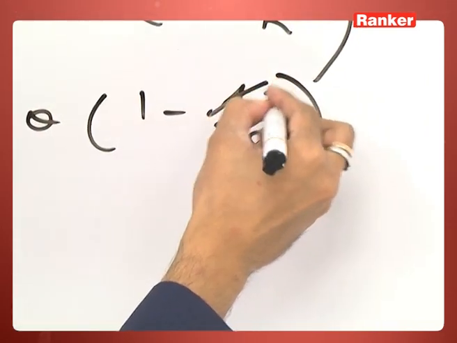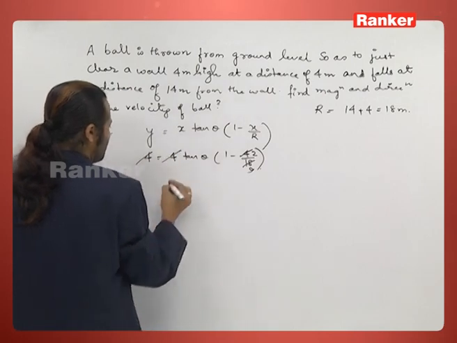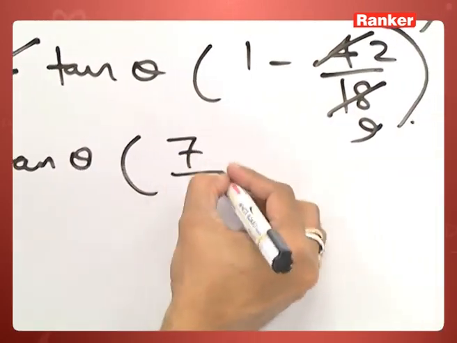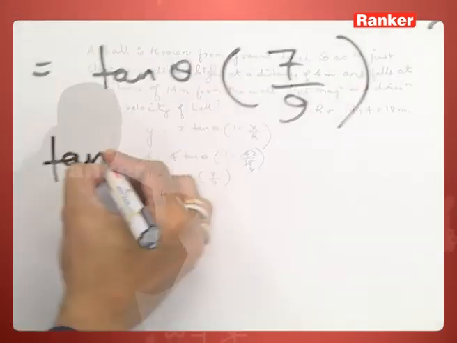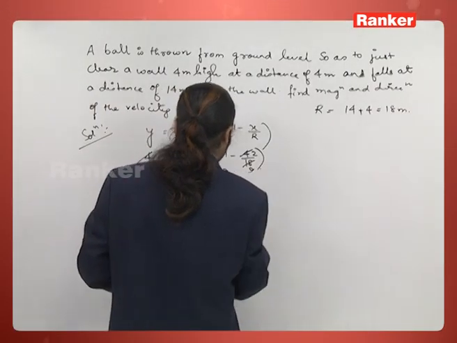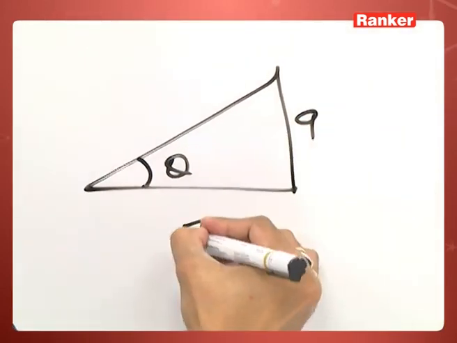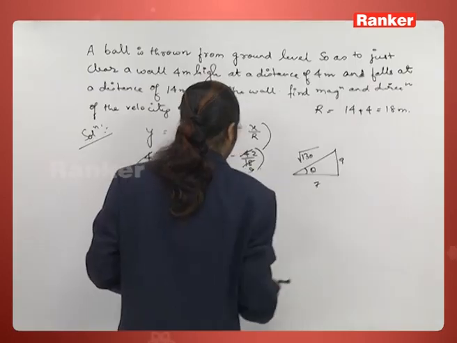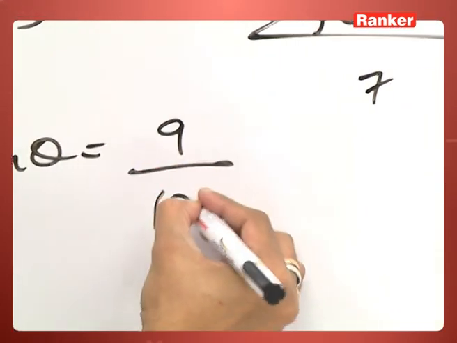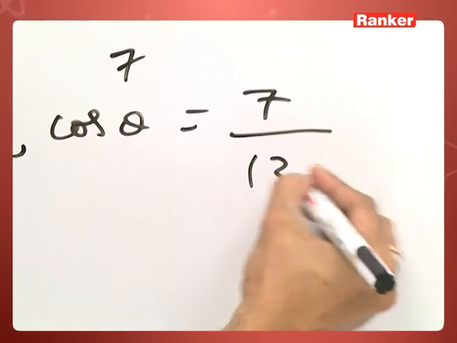So this becomes 2 by 9. So this cancels out. 1 is equal to tan theta into 7 by 9, or tan theta is equal to 9 by 7. So 9 by 7, so this is root 130. So sin theta becomes 9 by root 130, cos theta becomes 7 by root 130.